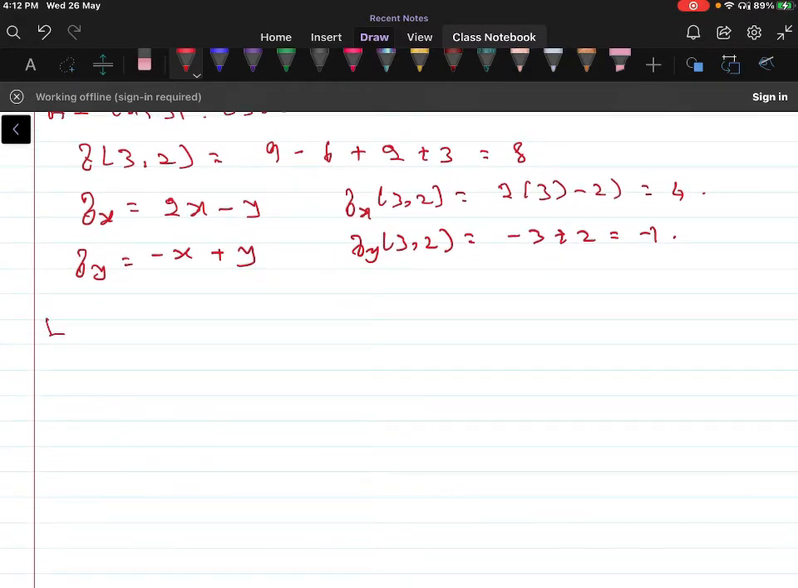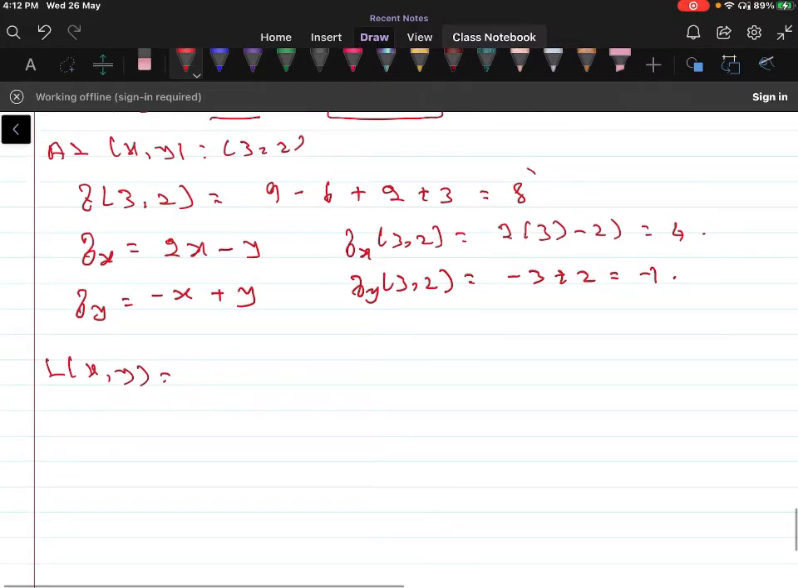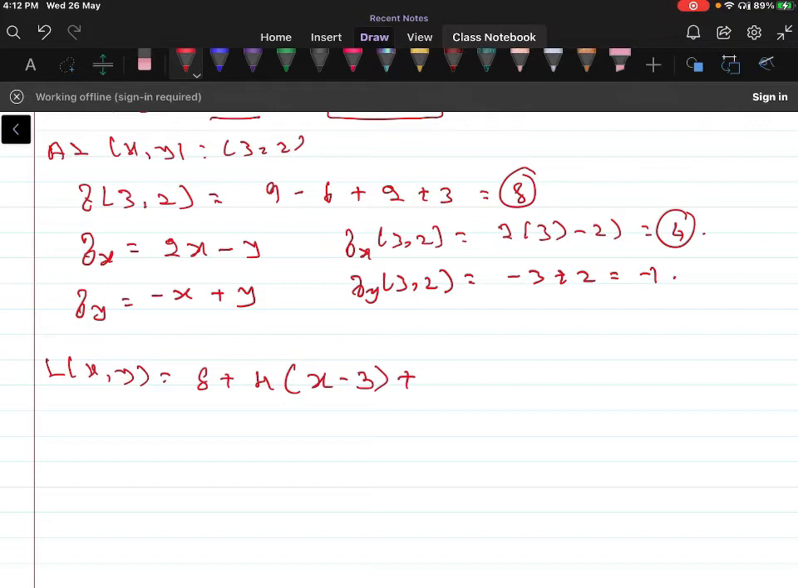So therefore L of (x, y) can be written as f of (3, 2), which is 8 here, plus fx at the point p naught, which is 4, times x minus x naught, where x naught is 3, plus fy, which is minus 1, into y minus y naught, y minus 2. So this is equal to 8 plus 4x minus 12 minus y plus 2. So this is equal to 4x minus y, and 8 plus 2 is 10, minus 12, that is minus 2.